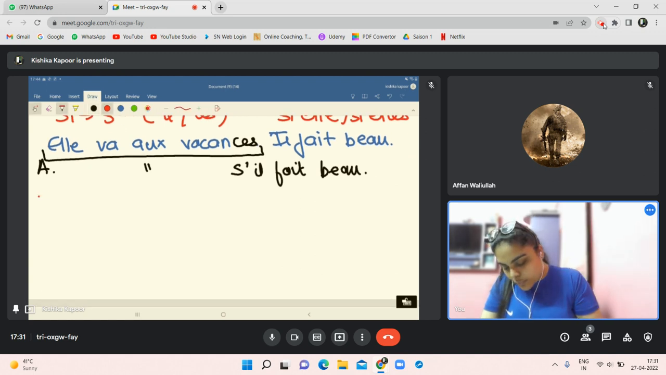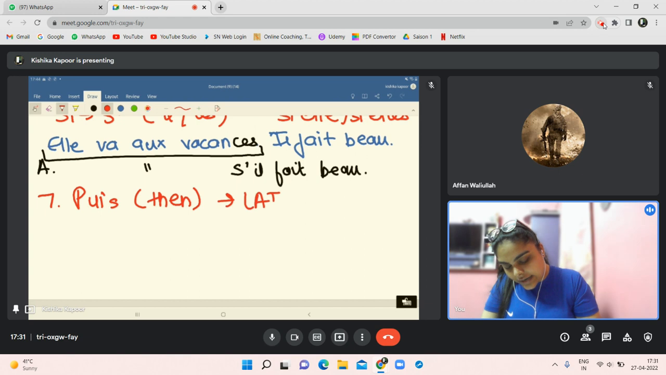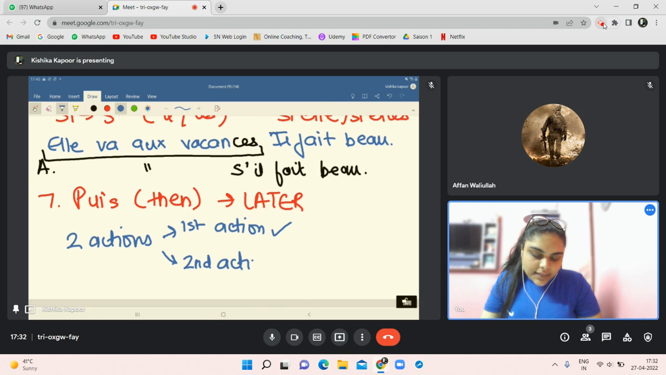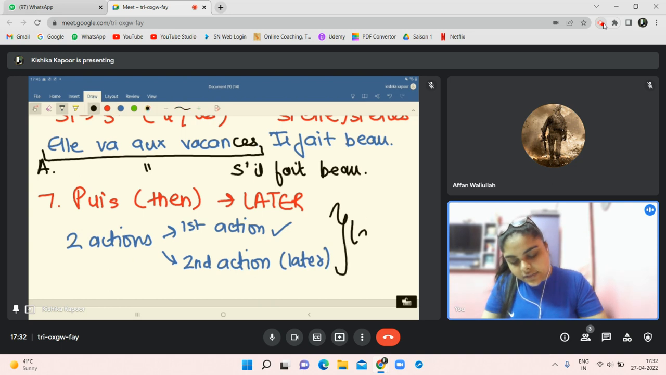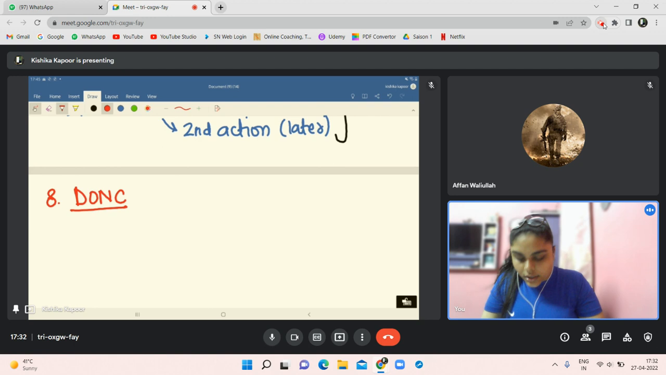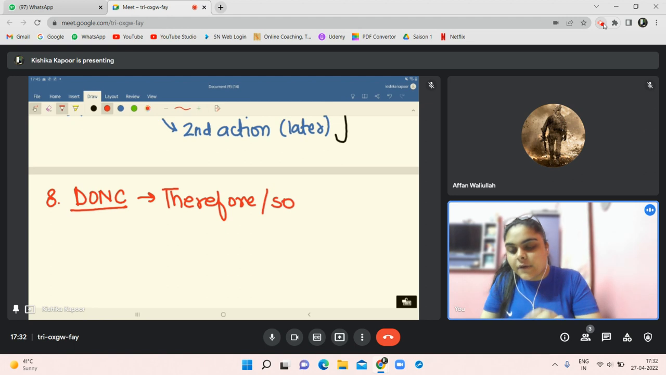After that, seventh is puis. Puis is then, like later. Something will happen and then I'll do another thing. Two actions. First action will be done, then second action. And here sometimes we get the context, okay, then, but here the only context possible is later. After one task is done, the next task will happen. Then the last one we have is donc. Donc is therefore, or so. This is used to describe the consequence of something.